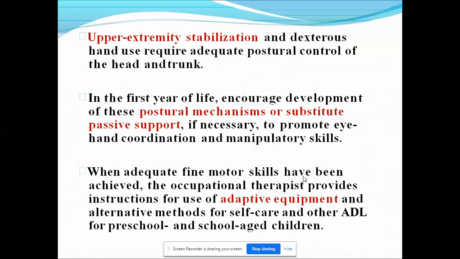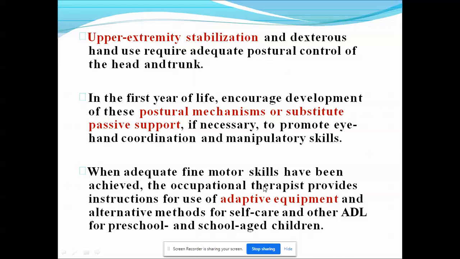Upper extremity stabilization, then postural mechanism or substitute for passive movement support, if necessary, to promote the eye-hand coordination and manipulatory skills. So eye-hand coordination, as the child is developing, they should have good eye-hand coordination. So we have to work on all this. So a complete pediatric rehabilitation program should be followed for the patient with spina bifida.